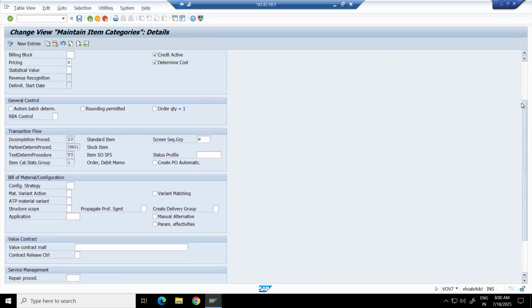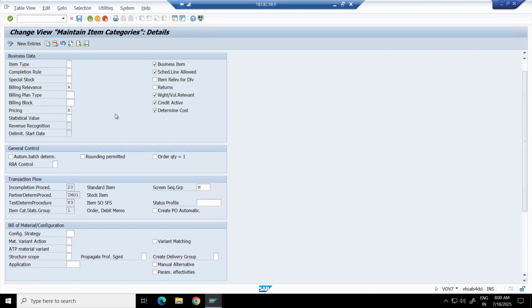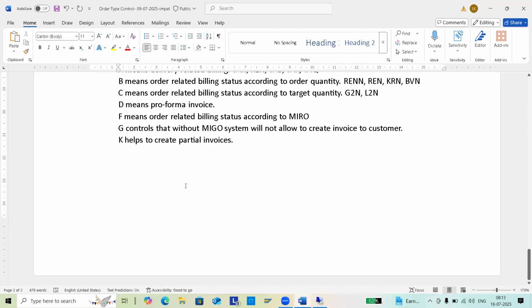So, where is that? Billing relevance, this one. Okay, billing relevance done. Then what next? Billing block. So, billing block is nothing but the billing block.